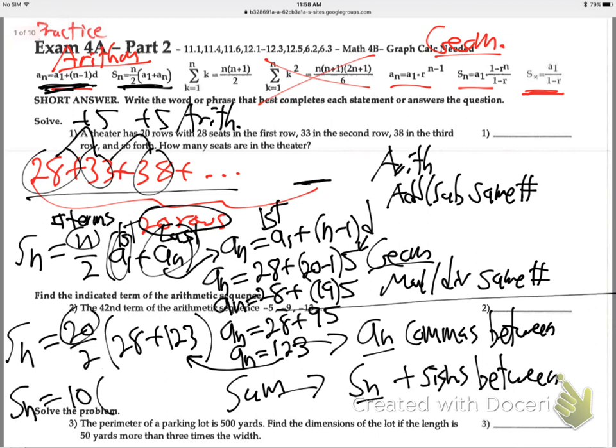So this is 10 times 151. It's 1510. There we go. 1,510 seats in that theater. That's what they all add up to be. This would be how they really do this, because nobody wants to count them all by hand, one at a time, right? 1,510. They use formulas. Questions on that one? Is that okay?